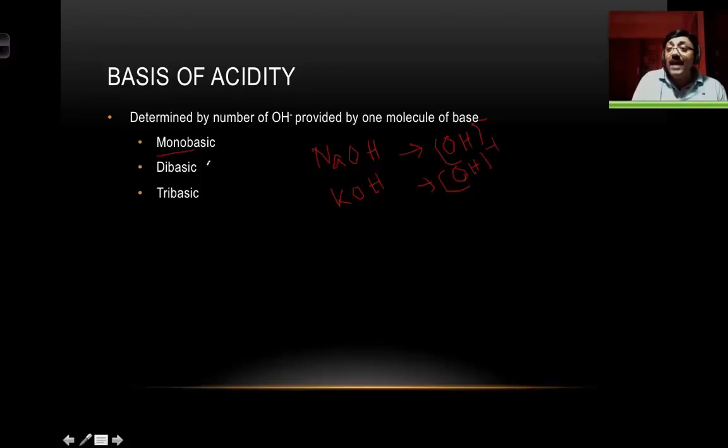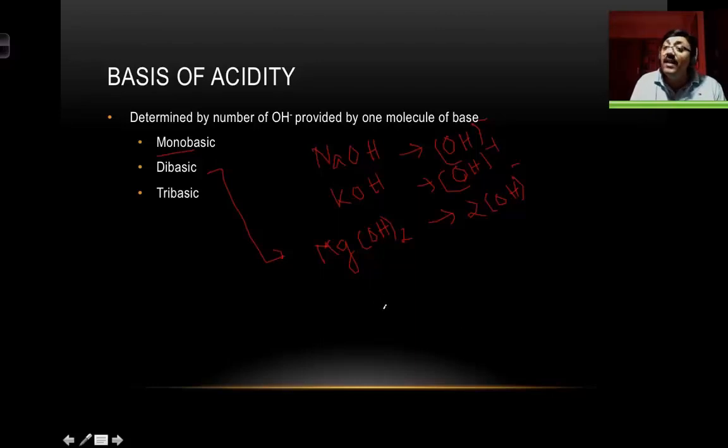But what about dibasic? Now let us look at things like magnesium hydroxide, Mg(OH)2. One molecule can give two OH- ions, so it is dibasic. Similarly, copper hydroxide, Cu(OH)2, can again give two hydroxyl ions, right? So all these are examples of dibasic bases, where every molecule can contribute two hydroxyl ions.